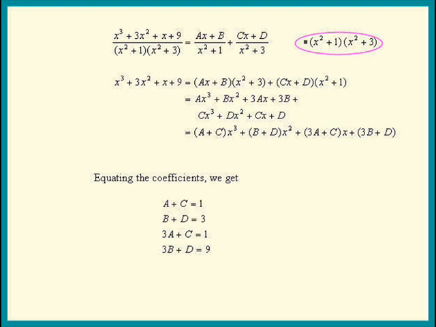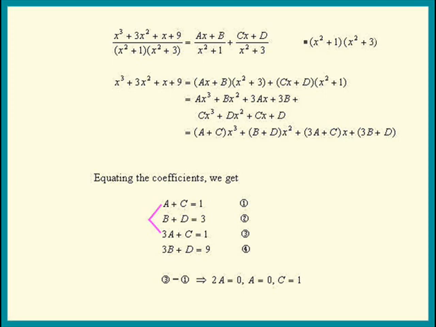Stop and think about how best to proceed. Notice equations 1 and 3 only contain a and c. Using those two, we'll find a and c. We'll take equation 3 minus equation 1. 2a equals 0, a equals 0, c equals 1.